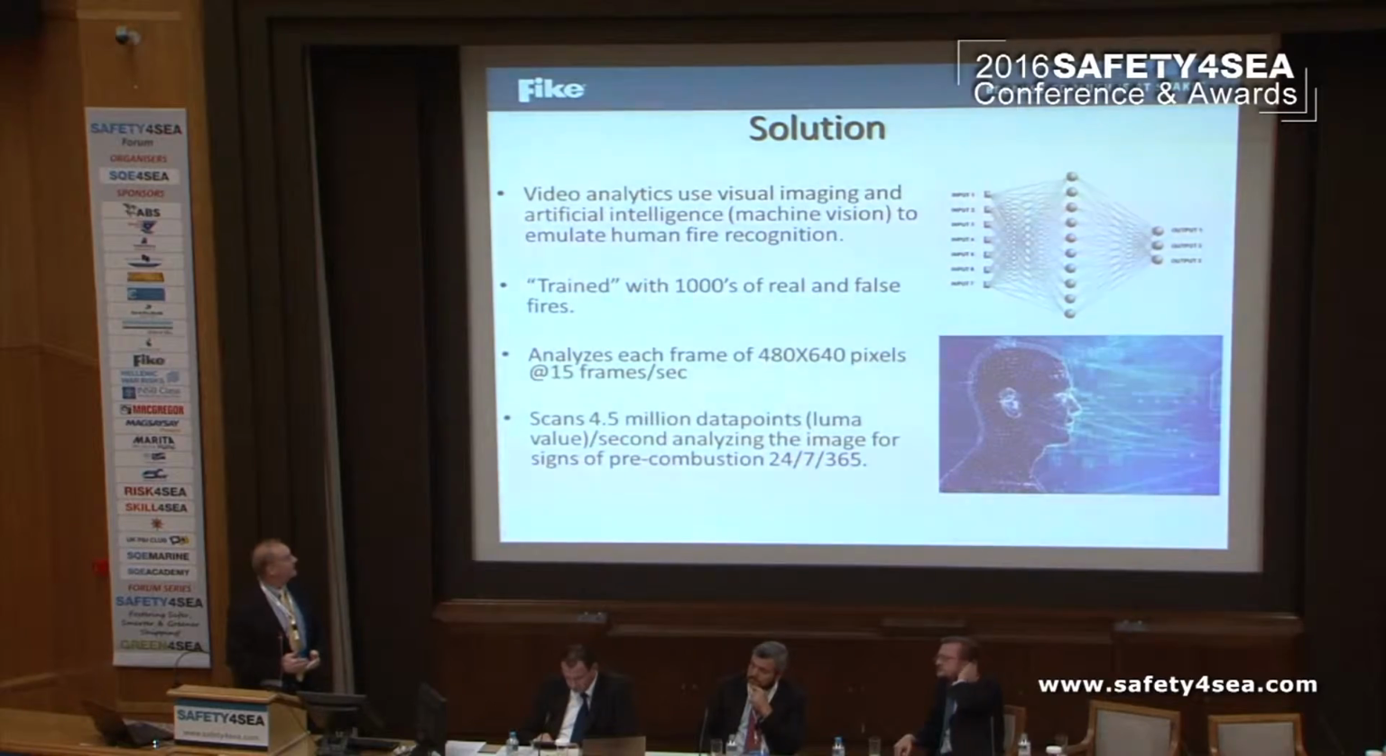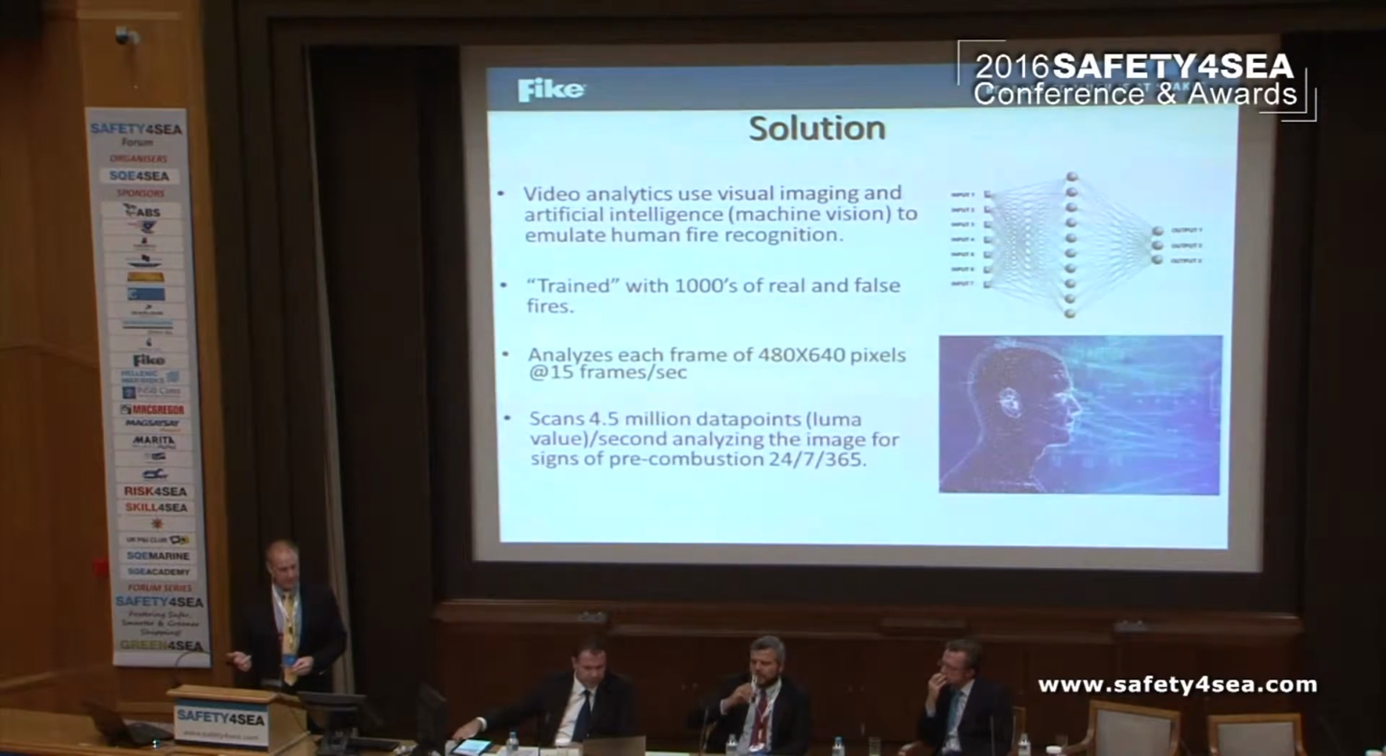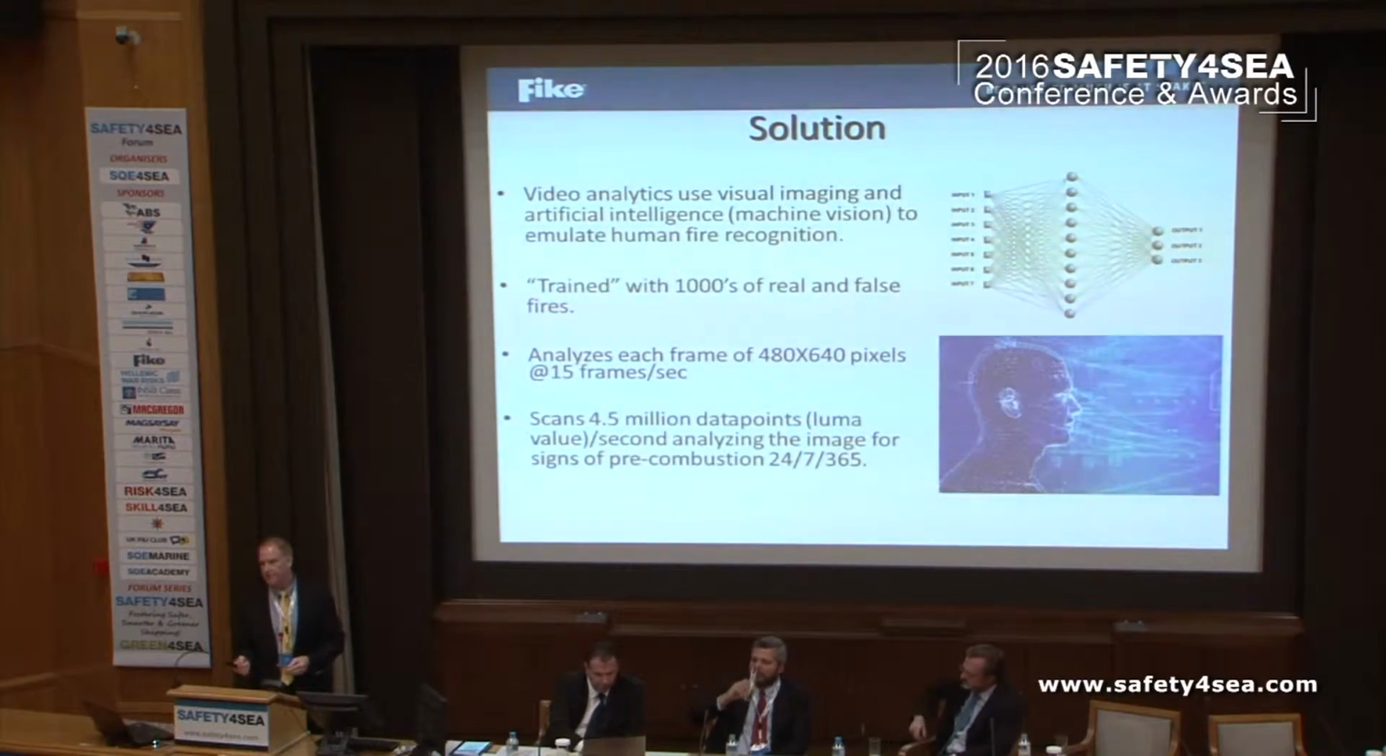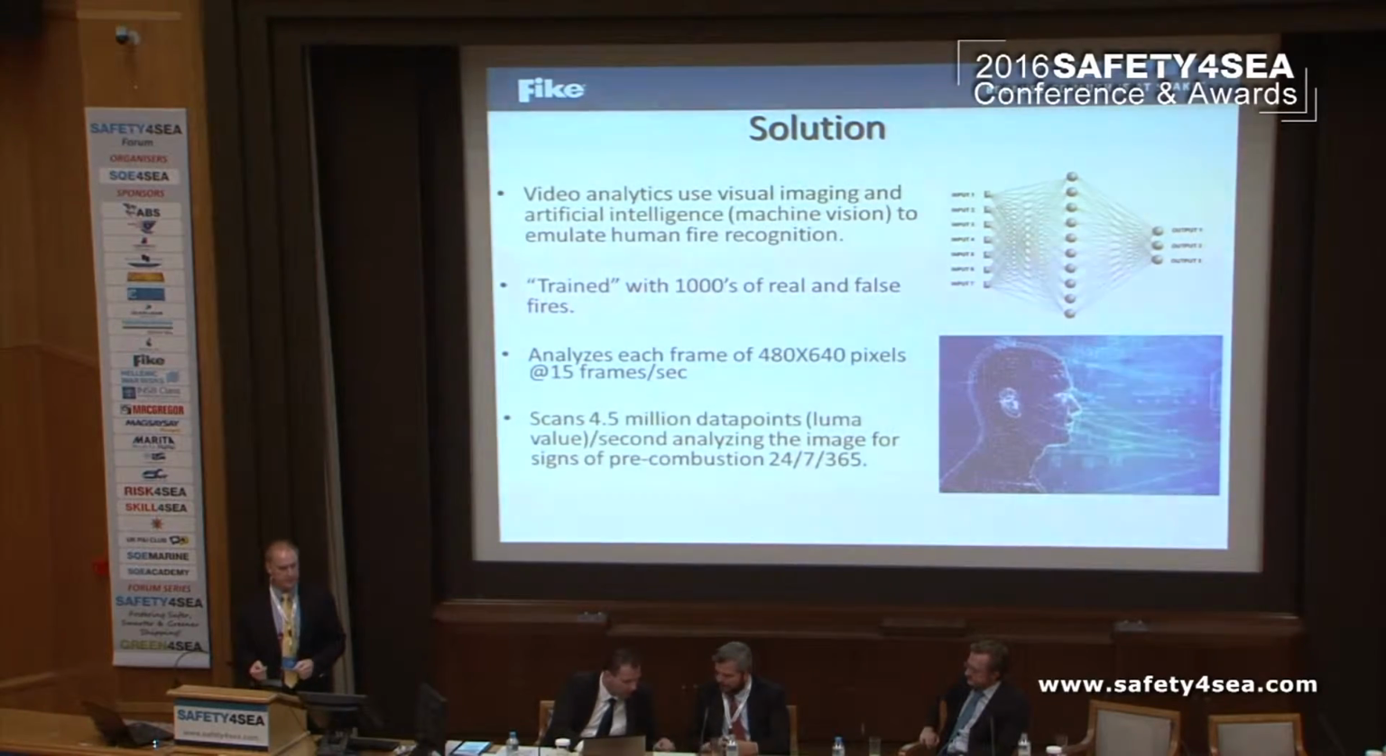So video analytics is visual imaging and artificial intelligence. We train the analytics as to what a flame, oil mist, or smoke looks like. We're analyzing in 480 by 360 resolution, or 480 by 640 resolution. That's 300,000 pixels at 15 frames per second. So that's 4.5 million data points per second we're analyzing for flame, smoke, oil mist, and reflected flame.